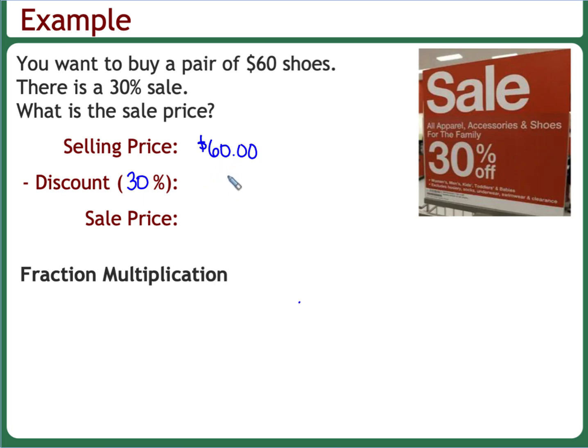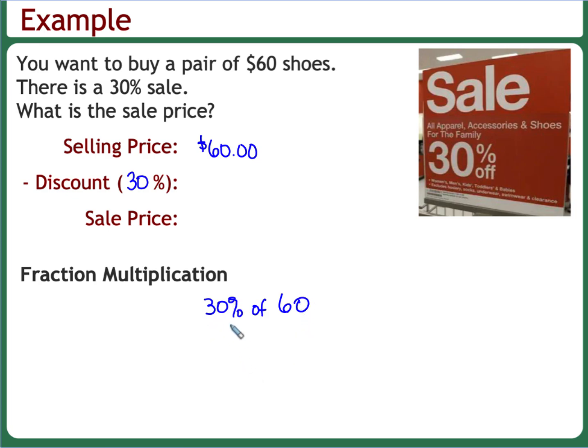I'm going to show you with fraction multiplication, ratio tables, and double number line. So let's start with fraction multiplication. To find the discount amount, the amount I'm going to subtract, I need to find 30% of the selling price of $60.